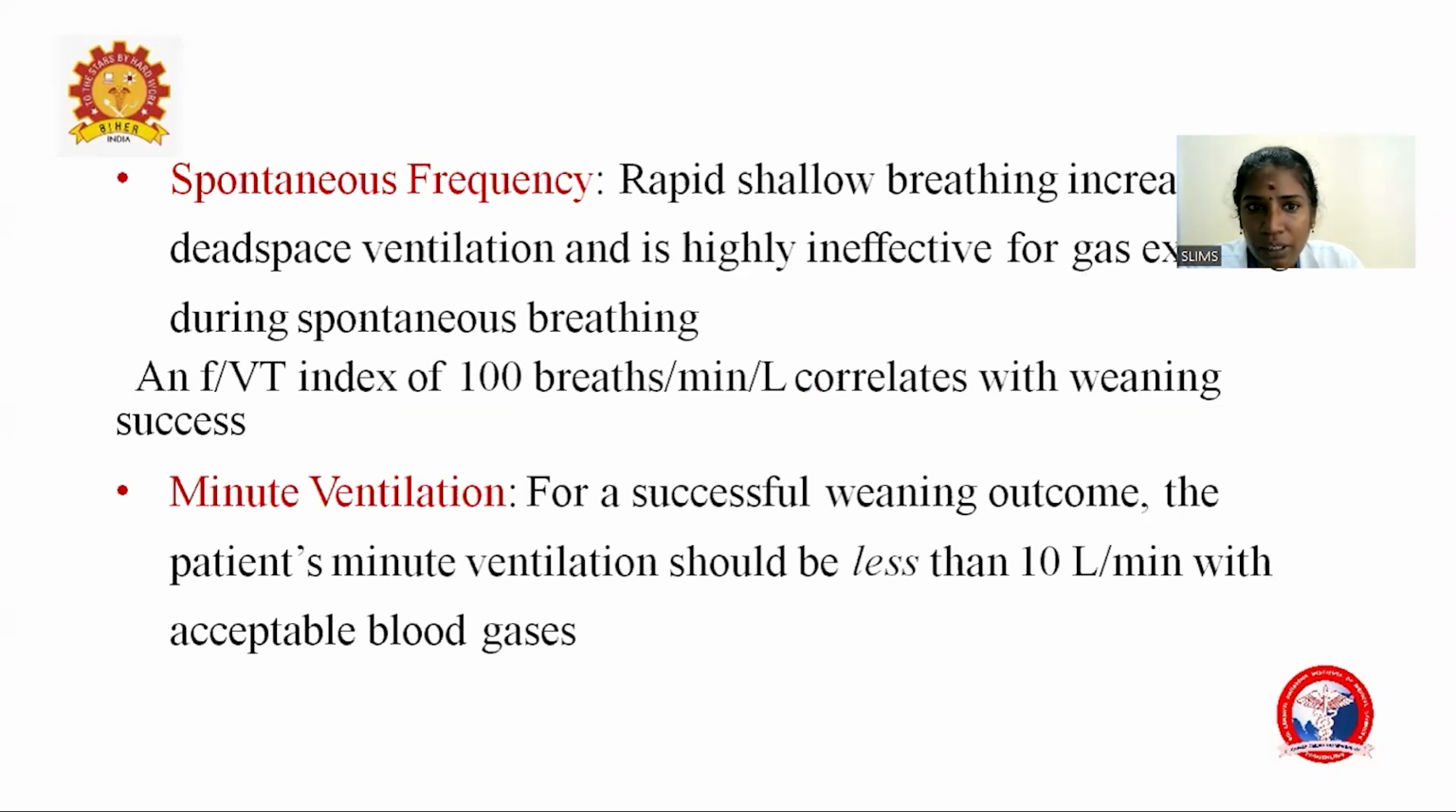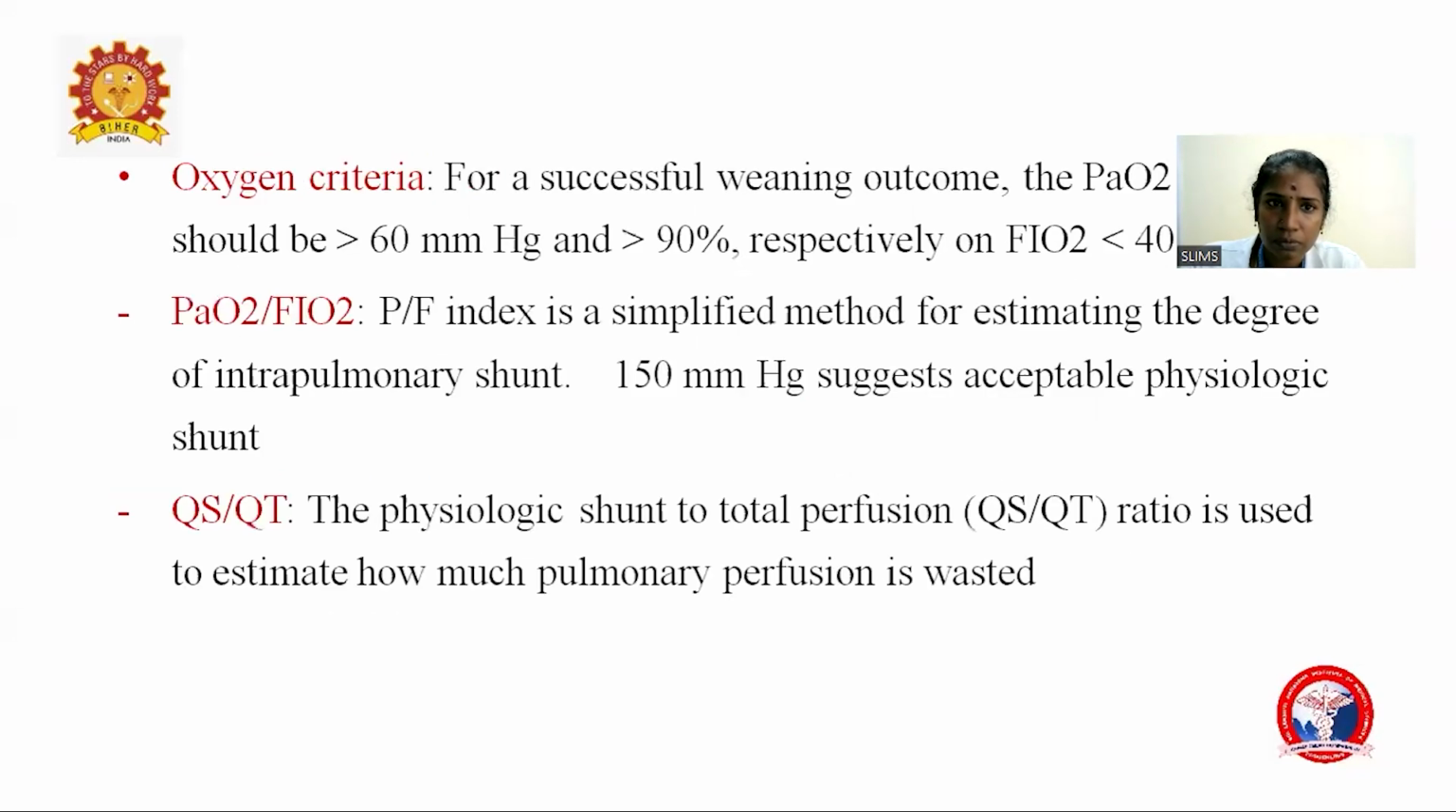An F by Vt index of 100 breaths per minute per liter usually correlates with weaning success. Moving on to the minute ventilation: for a successful weaning outcome, the patient's minute ventilation should be less than 10 liters per minute with an acceptable ABG. Moving on to the oxygenation criteria.